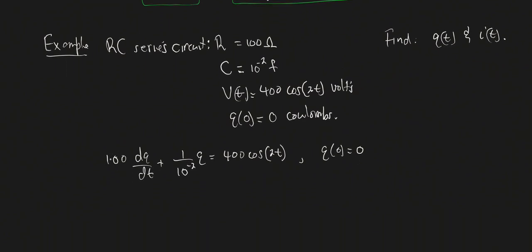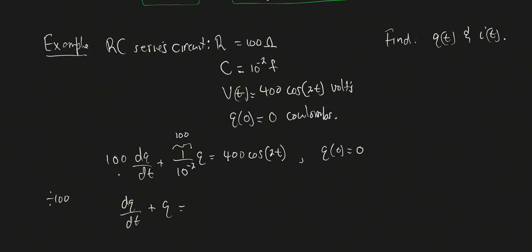Now it's linear, but it's not in the standard form just yet. We would have to divide everything by 100. So dividing by 100, I get my derivative with the leading coefficient of 1. Dividing 1 over 10 to the negative 2 by 100 will give us 1, right? Because this is 100. So if I divide 100 by 100, I'm going to get a coefficient of 1 in front of the q. And then remember, we have to divide the right-hand side as well.